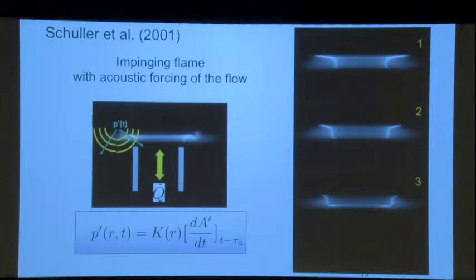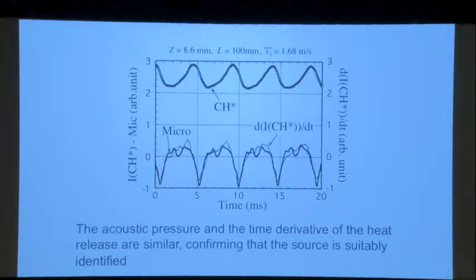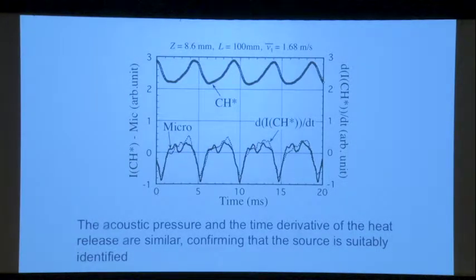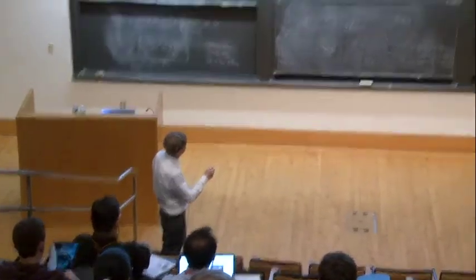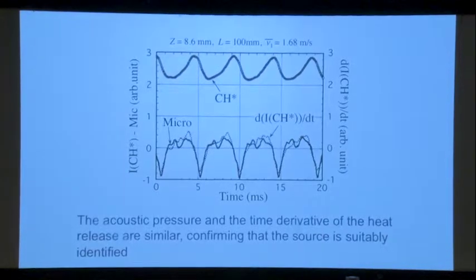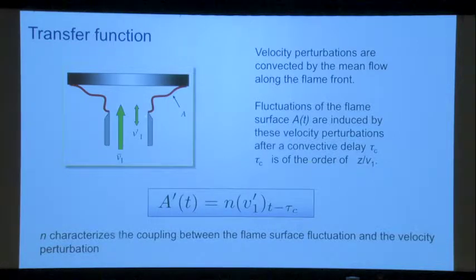You see this is shown here. And what we've seen is that this is the CH emission. The microphone has this signal, and you see that this is very close to the derivative of the intensity. So it tells you that, yes, there is this relation between the pressure and the heat release as it is obtained from the intensity here. You see the acoustic pressure and time derivative of the heat release are similar, confirming that the source is suitably identified. So now we have this model.